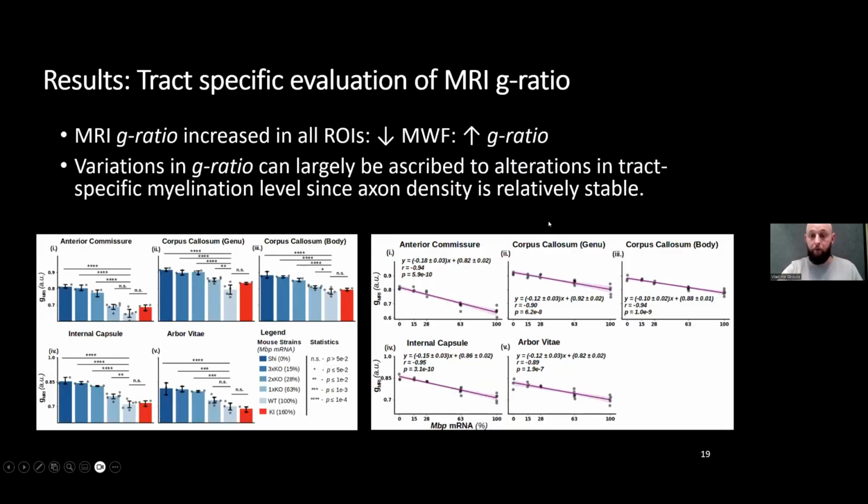And finally, performing a similar regression analysis, we can see that we have a very high linear correlation between MBP mRNA and MRI G ratio. So that's an intermediate step to validating G ratio measurements, although I'll say that very, very gingerly, and I'm sure some of you in the crowd will have a thing or two to say about that.